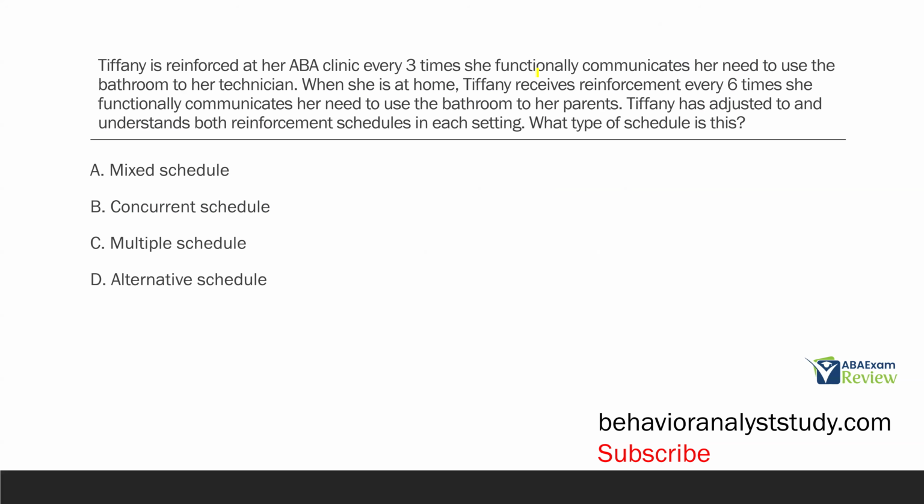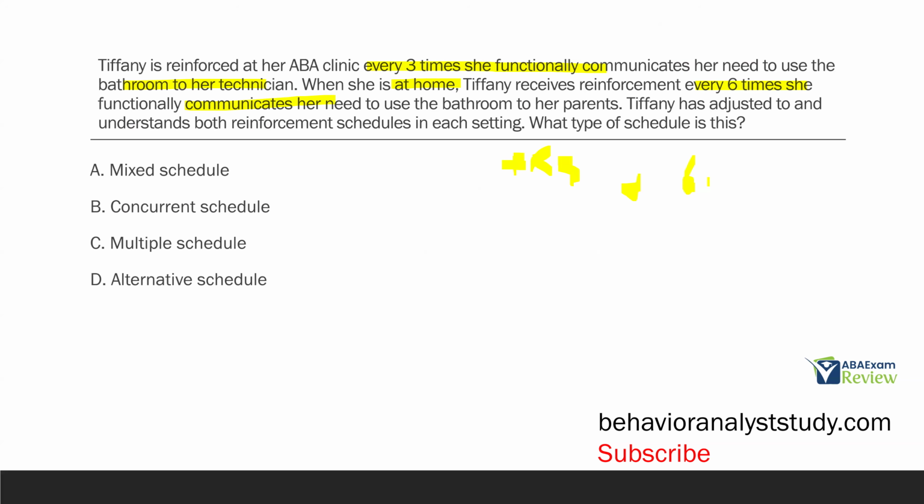And with the reinforcement schedules, we have simple schedules and compound schedules. Compound schedules are nothing more than 2 or more basic schedules combined, right? Hence, compound schedule. So how many schedules do we have working here? Well, we've got 2 schedules. At the clinic, every 3 times she communicates, she gets reinforced. So that looks like an FR3. When she's at home, every 6 times she communicates, she gets reinforced. So we have an FR3 and an FR6 working, right? So we have 2 different schedules working.